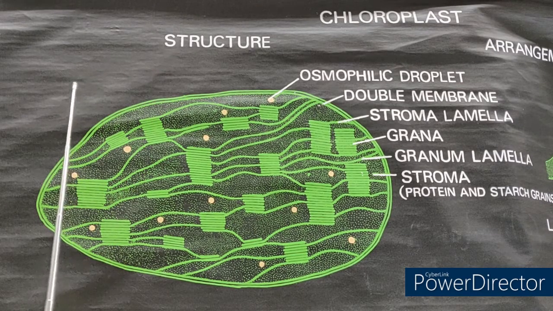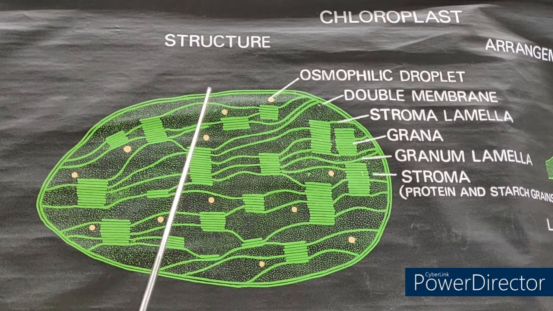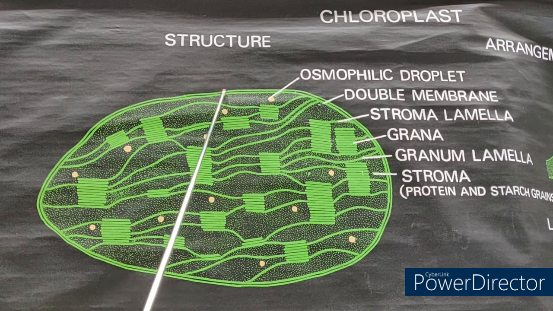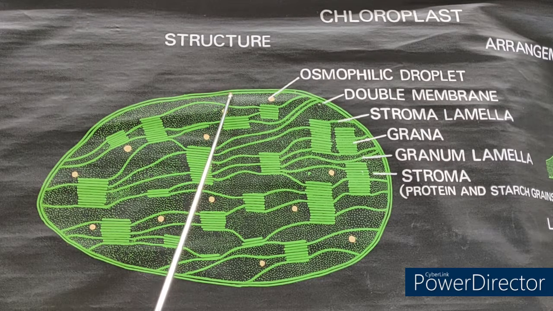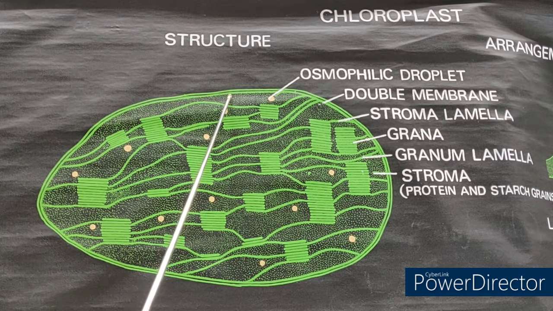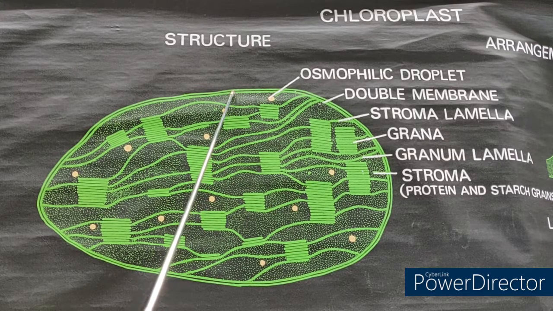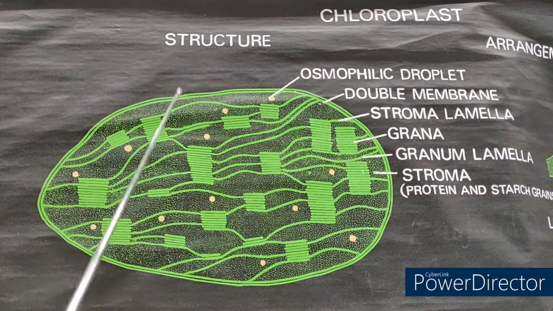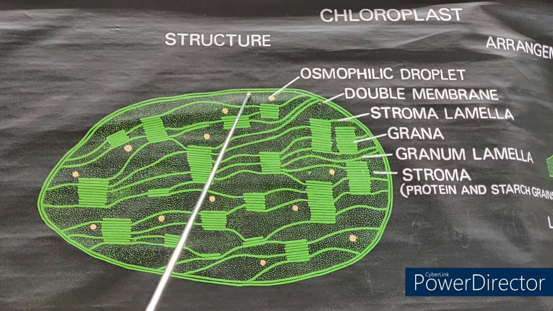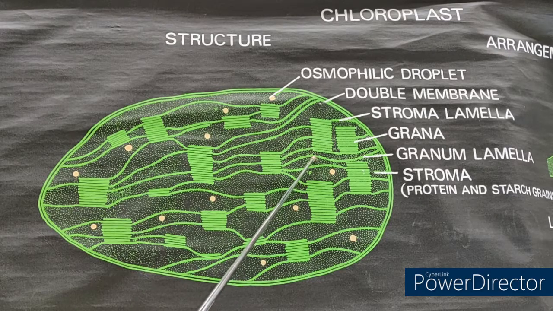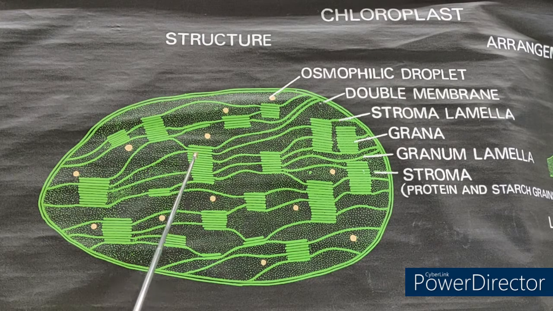First is the envelope. The envelope is double membranous, with an outer and an inner membrane. If you look at this diagram, you can find it is double membranous in nature. The two membranes are separated by an intermembrane space. The next is the matrix present inside the envelope. Inner to the inner envelope, you have a granular structure known as stroma, which contains DNA, 70S ribosomes, and other molecules required for protein synthesis.